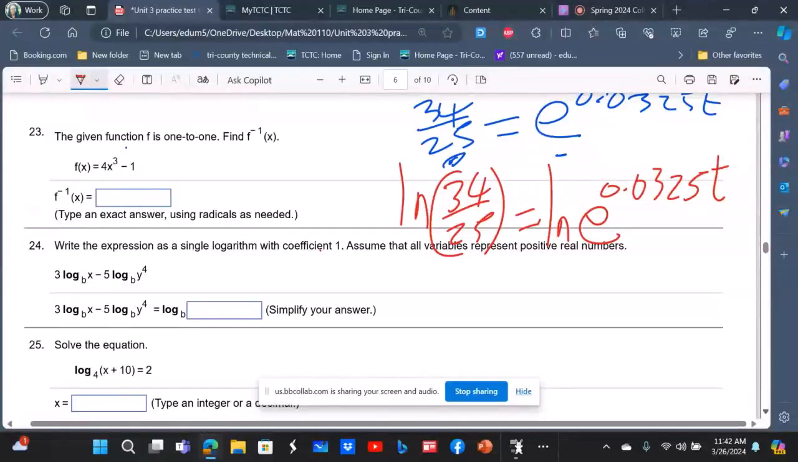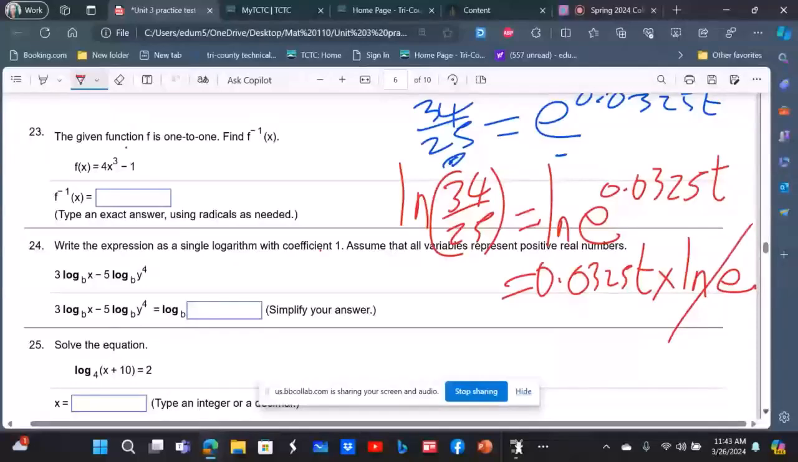Now that I have the equation this way, I can say that on the right-hand side the exponent is the coefficient. Exponent is coefficient: 0.0325t multiplied by natural log of e, which is 1. Bring down this.